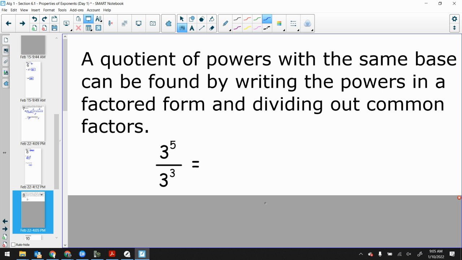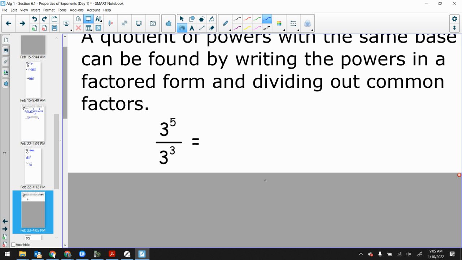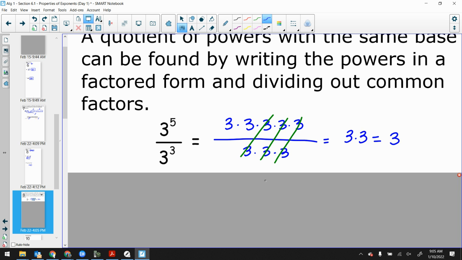All right, we got our quotient property now. What does quotient mean in terms of an operation? Division, right? Quotient means division. I'm going to show it to you using these powers of 3. 3 to the 5th over 3 to the 3rd. Well, remember, that's like this. Here's 3 to the 5th. Here's 3 to the 3rd. What can I do with my 3's? If they're top to bottom, can't I cancel those 3's? Right, I can cancel out common factors, leaving us 3 times 3 or 3 squared.